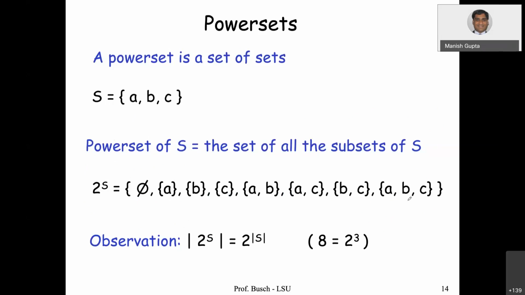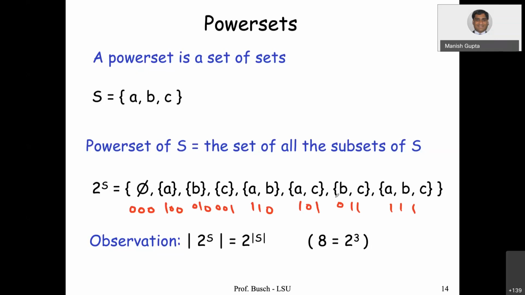Now, one interesting thing you should note: I can actually write phi as 0, 0, 0, A as 1, 0, 0, B as 0, 1, 0, C as 0, 0, 1, AB as 1, 1, 0, AC as 1, 0, 1, and BC as, what will BC be? 0, 1, 1. Every element of the power set can be written as a binary string.